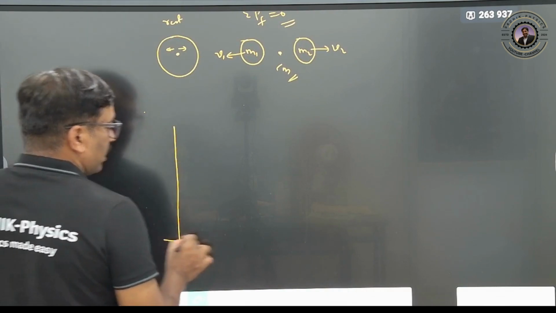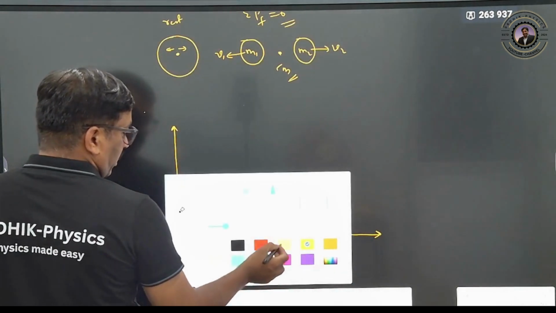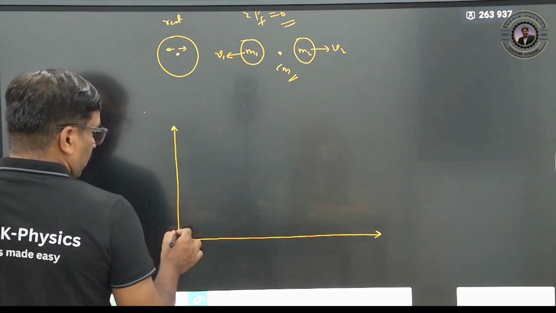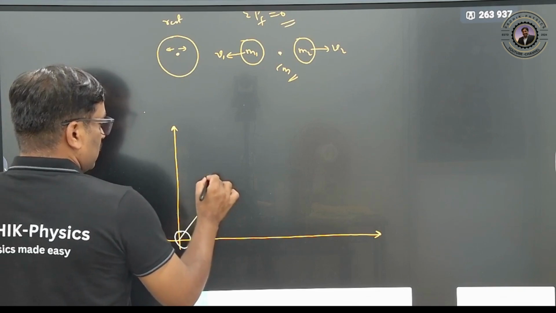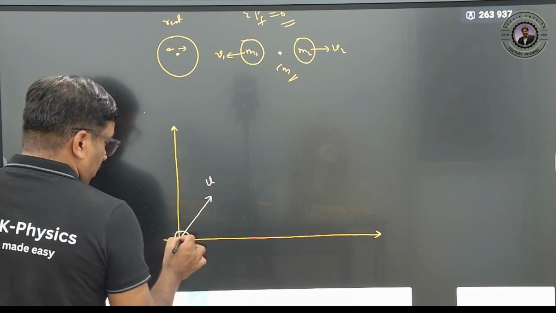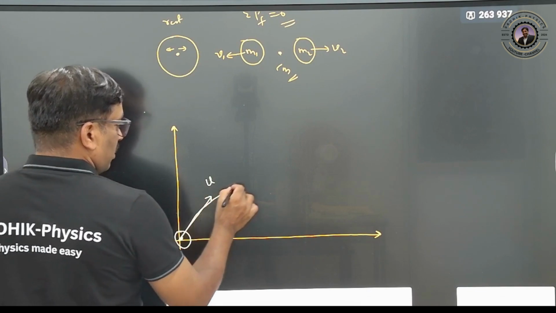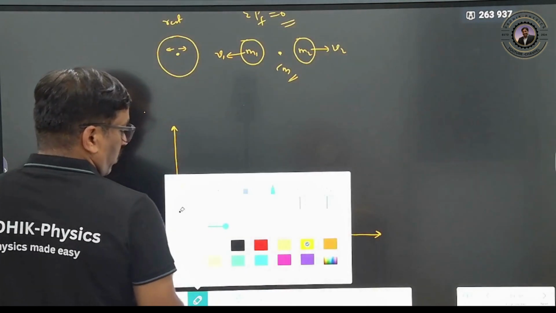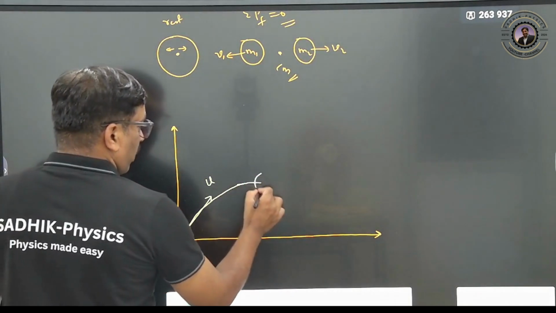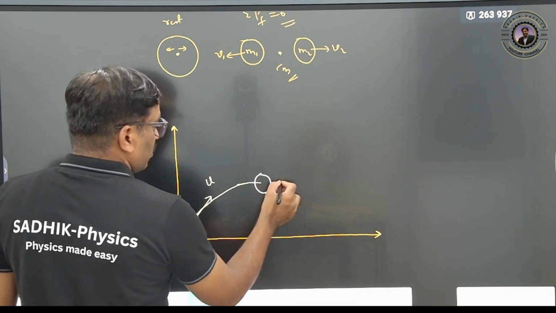We studied projectile motion. Let us see here. Here we are projecting one small particle, and it will undergo an explosion. So this will be the path of the center of mass. How will the path be? It is a parabolic path. Suppose at the topmost point it explodes. At this point the explosion took place.